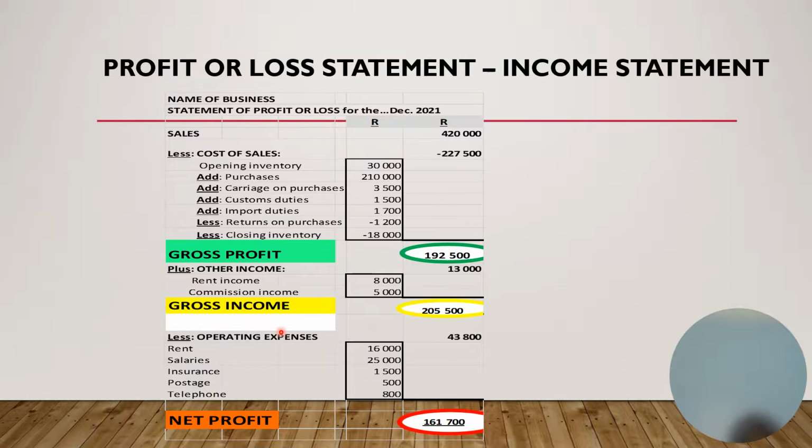Now, this is a profit or loss statement, or statement of profit or loss, or you can call it income statement. This is how you do it. You put the name of the business, and then the title is statement of profit or loss for the year ended, whatever period they give you in the question. In this case, we say December 2021.